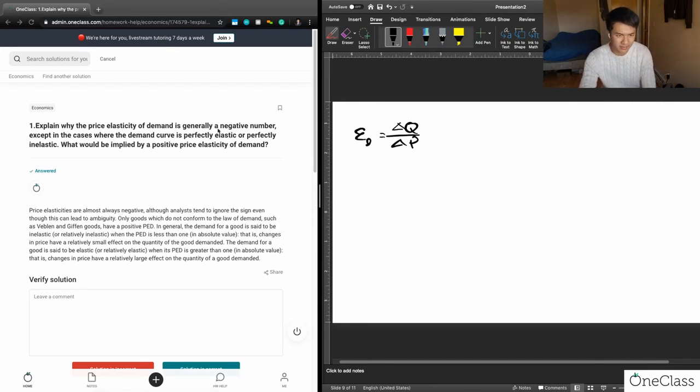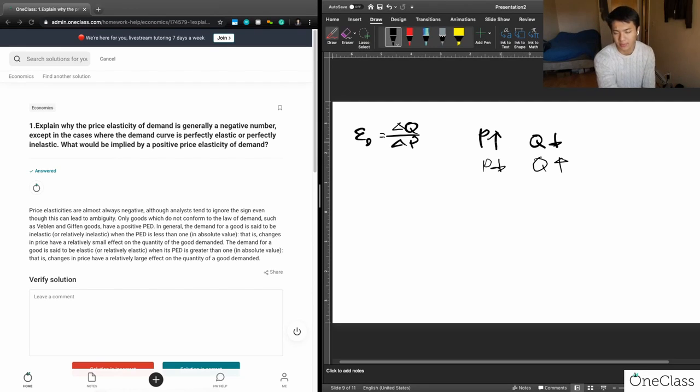Why is the price elasticity of demand generally a negative number? We're going to address that first. It's because price changes and quantity changes almost always for demand are going to operate in opposite directions. If price goes up, the law of demand tells us that quantity demanded is going to go down. And if price goes down, the law of demand tells us that quantity demanded goes up, right? This is how demand curves work.